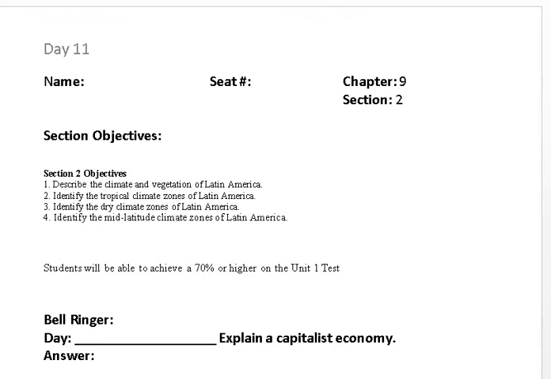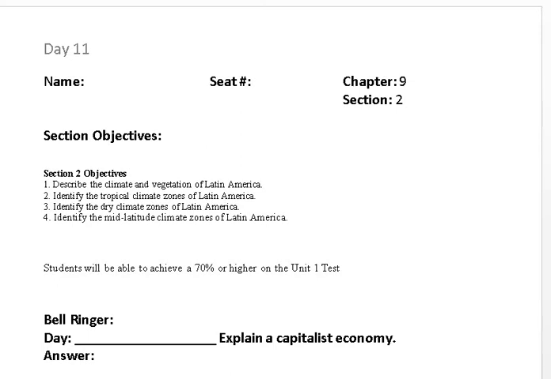Today's lecture is going to be over Chapter 9, Section 2, Objectives. Number 1, describe the climate and vegetation of Latin America. Number 2, identify the tropical climate zones of Latin America. Number 3, identify the dry climate zones of Latin America. And number 4, identify the mid-latitude climate zones of Latin America.